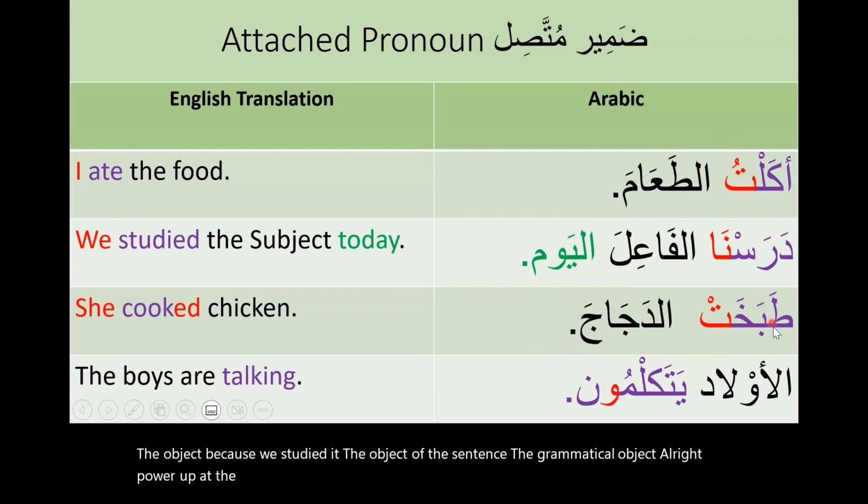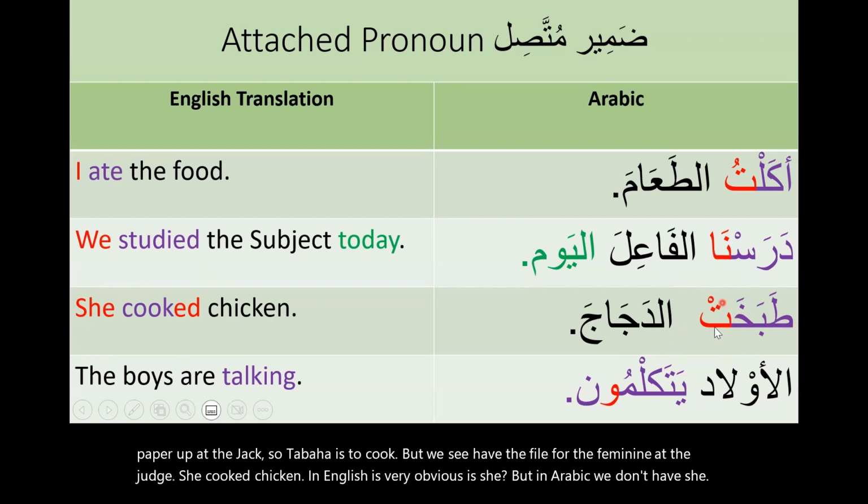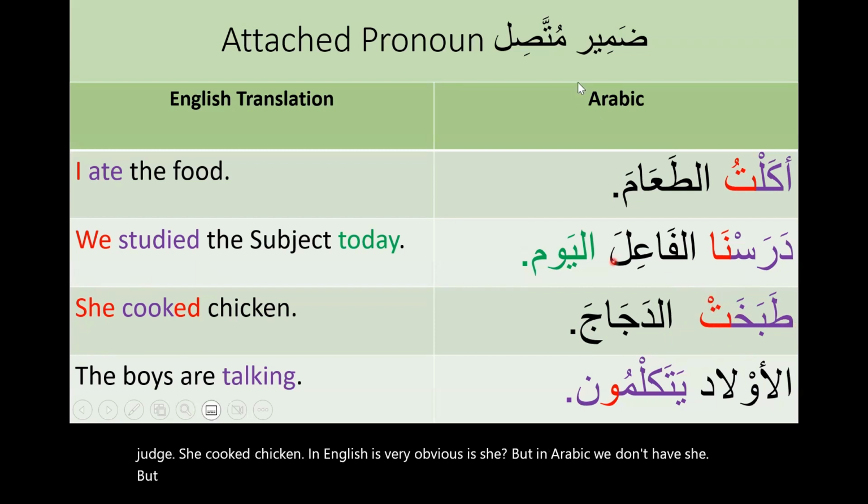All right. طبخت الدجاج. So طبخ is to cook, but we have the ta al-fa'il for the feminine. طبخت الدجاج. She cooked chicken. In English, it's very obvious, it's she, but in Arabic, we don't have she, but it's here, ta. It's an attached pronoun. This is the doer or the subject.